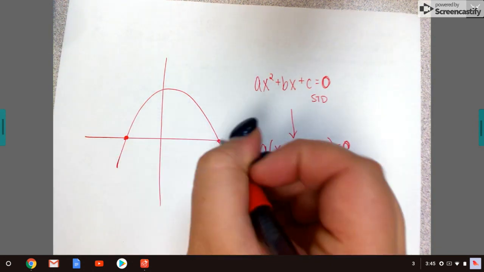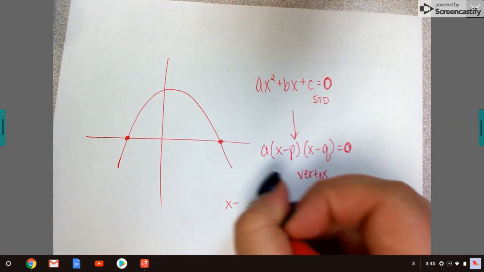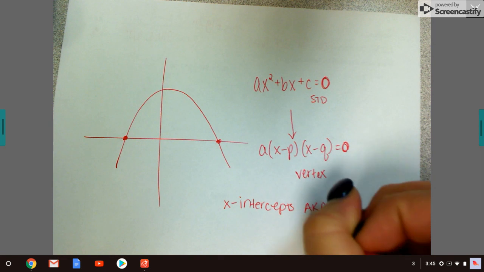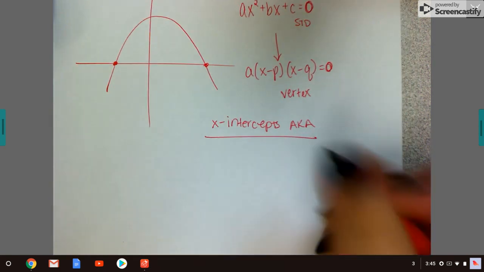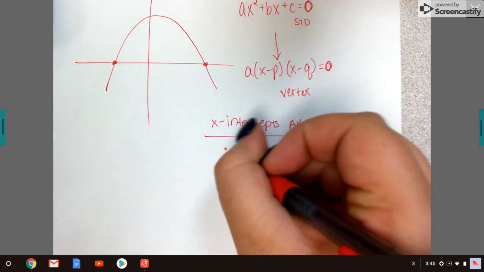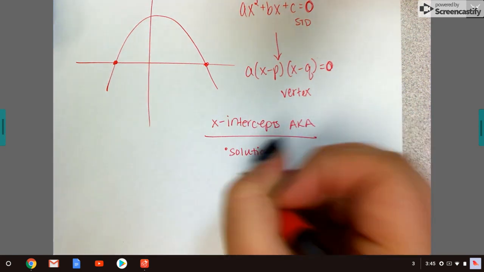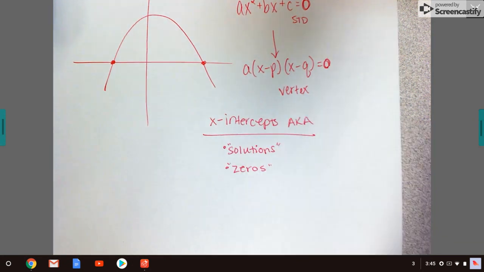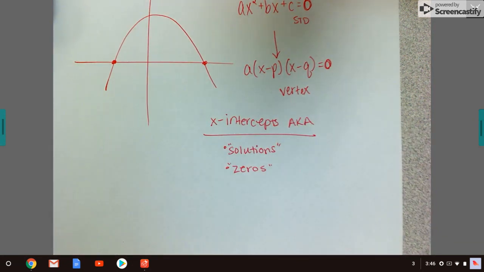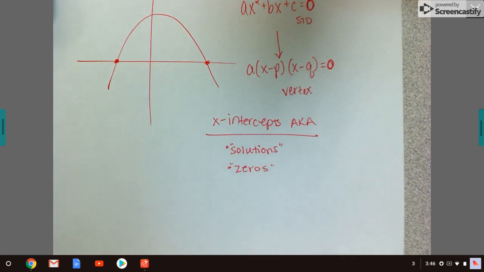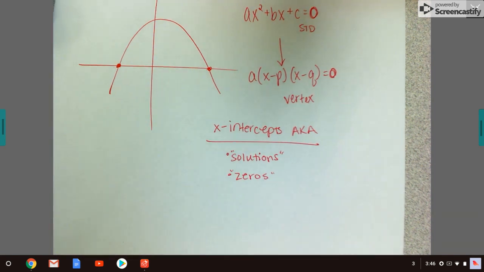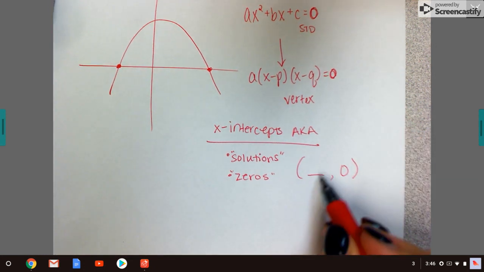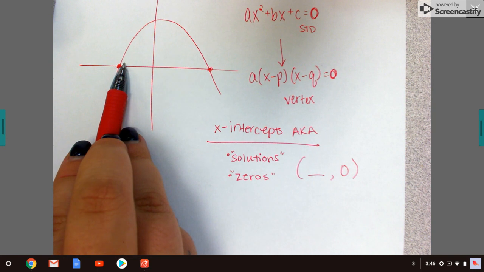So we're going to end up getting used to calling these two intercepts a few different things. So x-intercepts are also known as the following things. They are also known as the solutions. And they are also known as the zeros. So your book, as well as other sources online, will call them x-intercepts, solutions, or zeros of the quadratic. All of these mean the same thing. It is some point, something comma 0, where y is 0 and x is something, where it hits the x-axis.